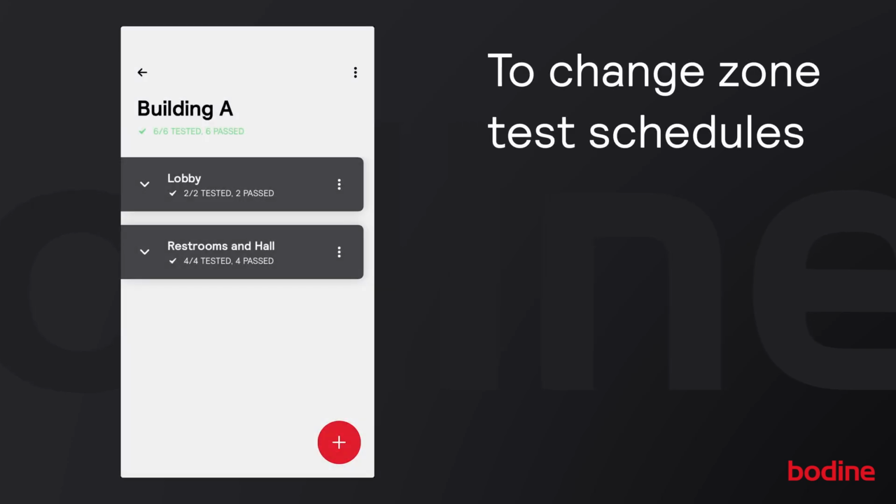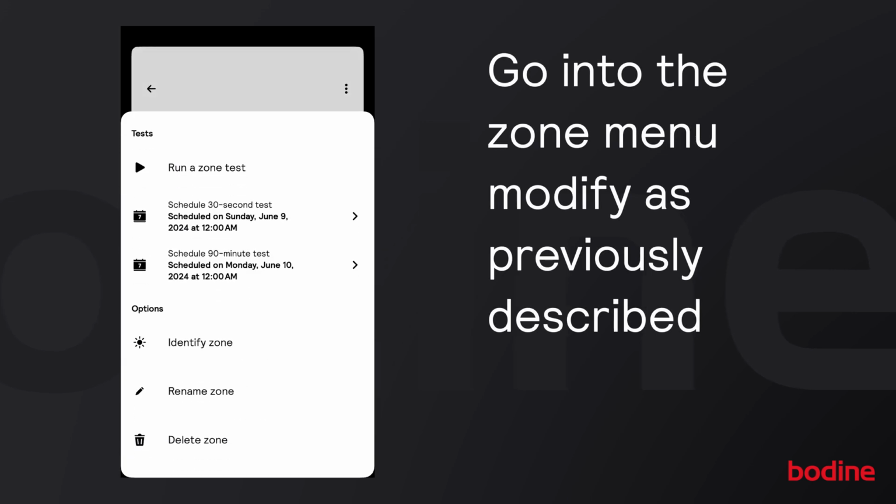You can also change the day and time a particular zone is tested, separate from the group. Start by going into the zone menu and selecting the test you wish to change. Then the process is the same as changing the group schedule.